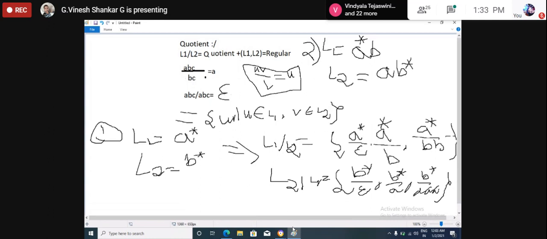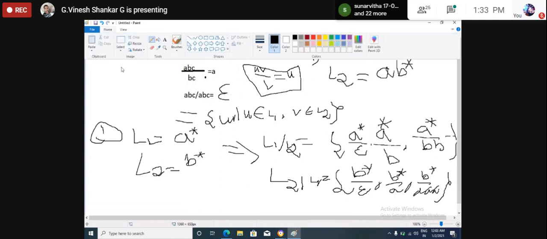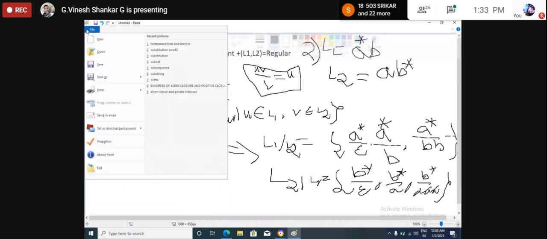Next property, write down half of L. These are very simple properties, no need to get tested on them, but they are there in your syllabus. That's what I'm telling.